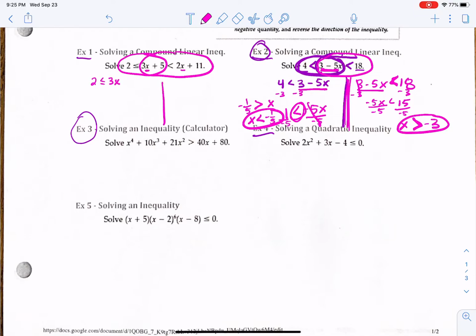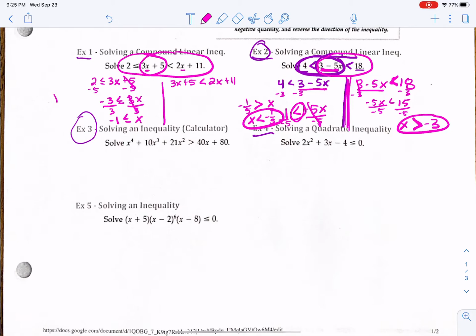2 is less than or equal to 3x plus 5. And then I have 3x plus 5 is less than 2x plus 11. Okay, so over here, let's subtract the 5. Minus 5, minus 5. This guy will be negative 3, less than or equal to 3x. We're going to divide by 3, divide by 3. So x on this side, negative 1 on this side. I do not have to flip my symbol because even though I have a negative over here, I didn't divide by a negative.